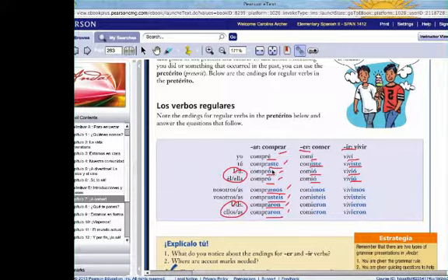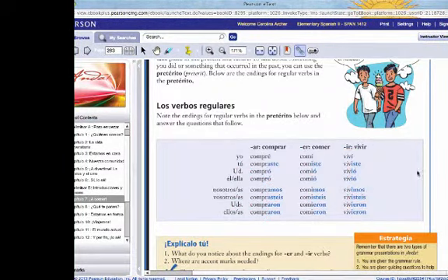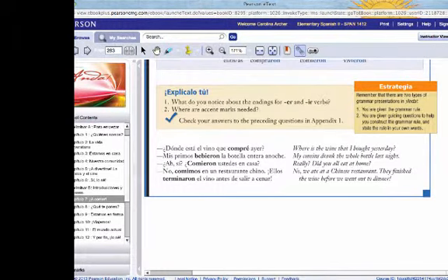Okay? Muy bien. So you have here the section that says explícalo tú, and they ask you questions so that you can reason this concept on your own. Okay. Muy bien. Vamos a continuar. So you're going to do these activities.